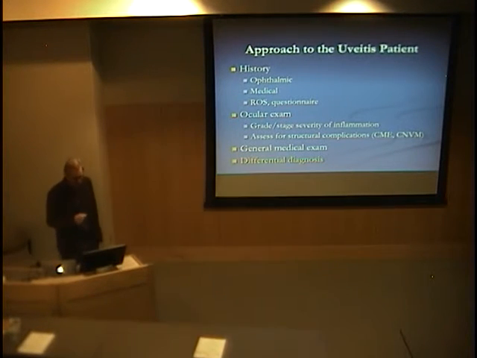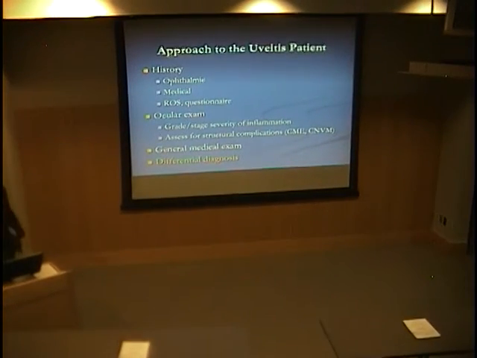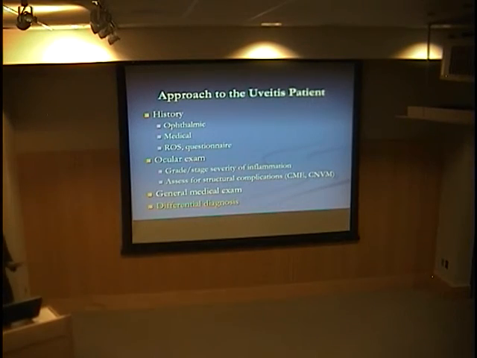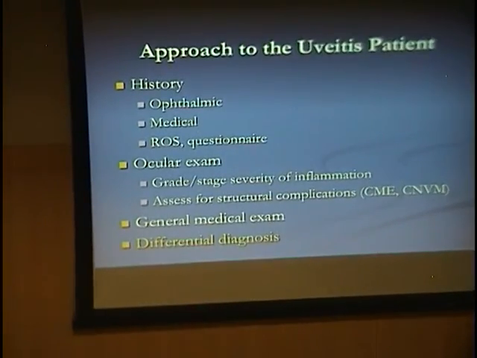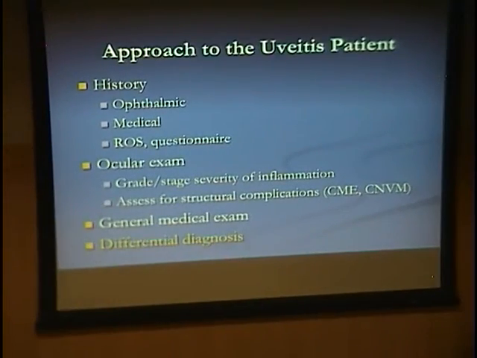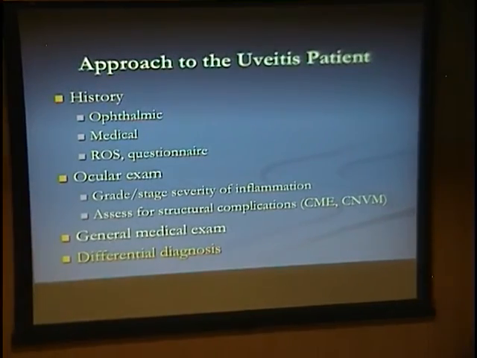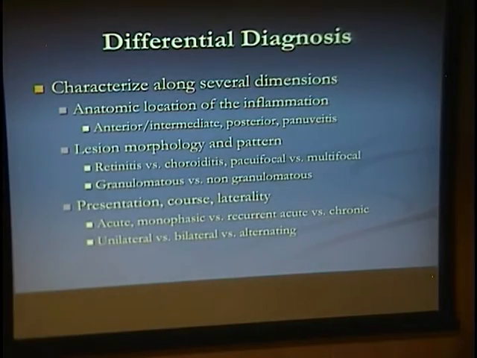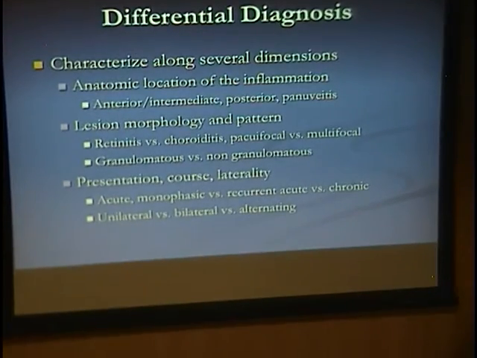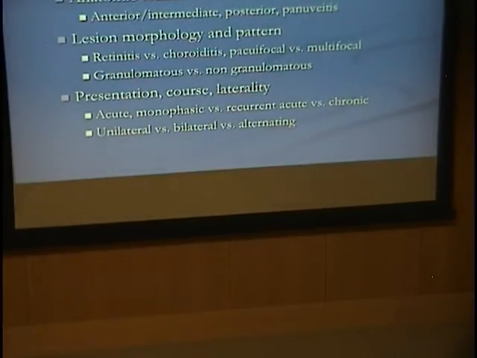Then the ocular examination, in which we grade the severity and stage of the inflammation, and then assess the eye for structural complications in the front of the eye and the back of the eye, including posterior synechiae, macular edema, and choroidal neovascularization. Then a general medical exam is conducted to the extent that it can be carried out in the clinic, looking at the patient's skin, their joints for signs of arthritis or deformity, and then based on this information, formulate a differential diagnosis. So no labs have been performed. This is all history. So the differential diagnosis is formulated and characterized along several dimensions.